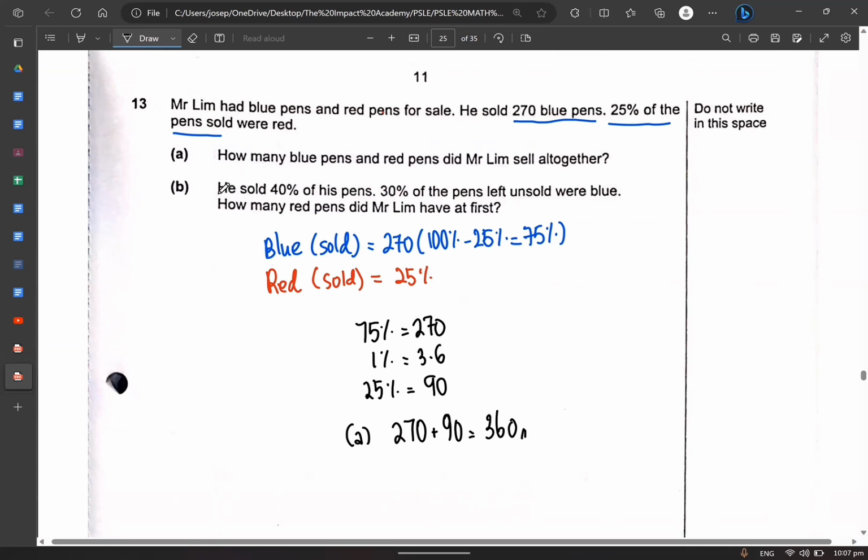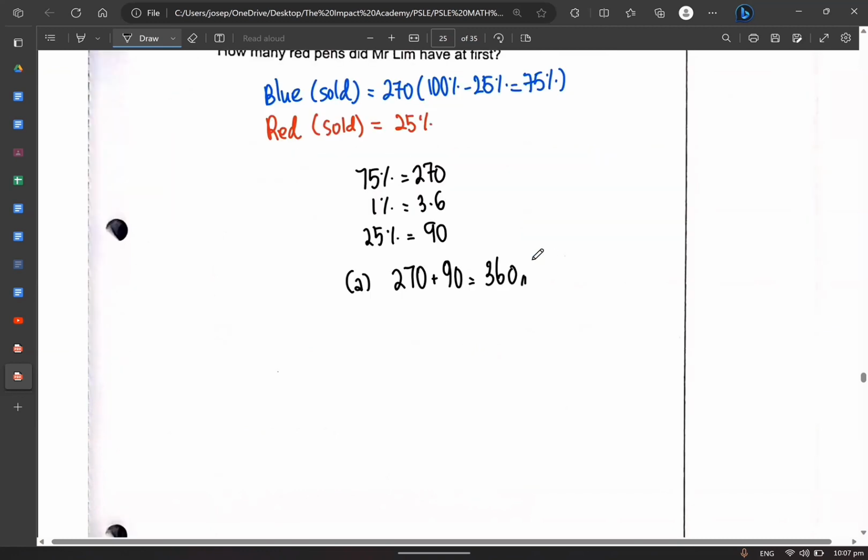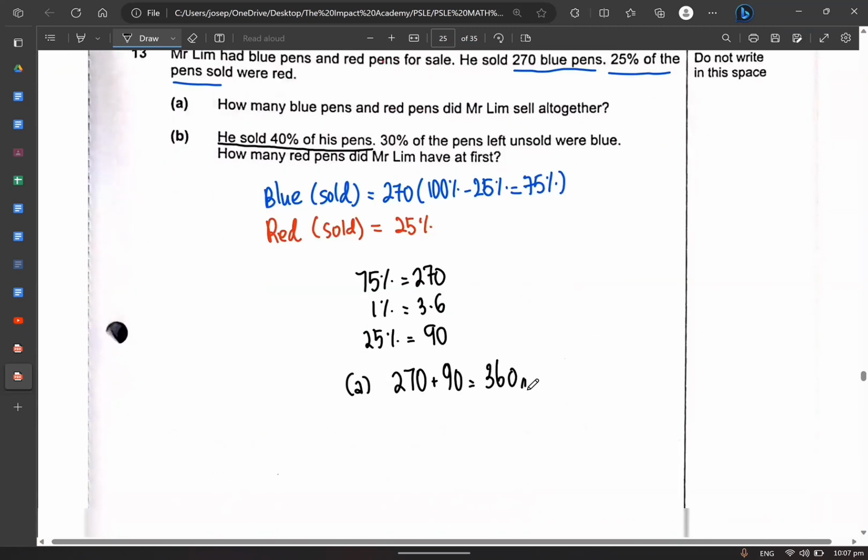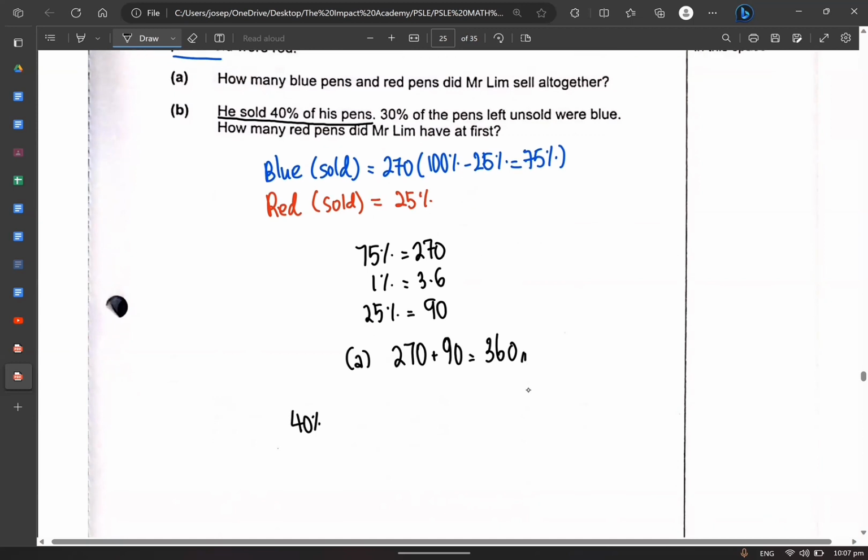Okay, in the next part, it says that he sold 40% of his pens. Okay, so if this is sold, isn't it true to say that 40% is then 360? So you might want to find 10% or 1%. I leave it to you, whichever makes you understand better. We get to 90. Okay. Now, if this is sold, then isn't it true to say that 60% will then be unsold? So therefore, this is unsold.